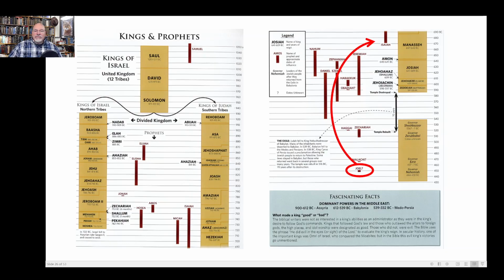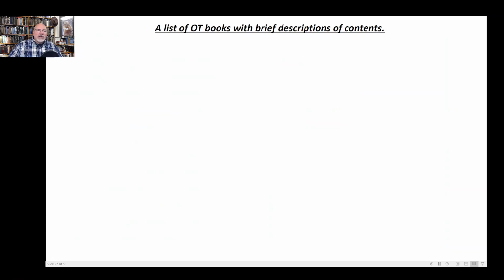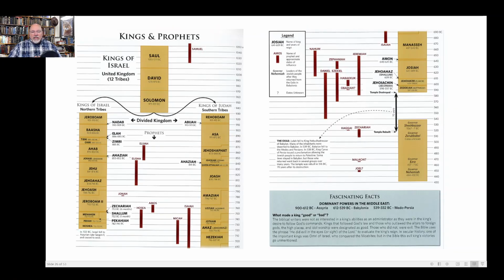Malachi is later. Haggai, Zechariah, Malachi, and then the three narratives are Ezra, Nehemiah, and Esther. That's after the captivity. So that should help. Anyways, hopefully that's instructive. It's kind of brought us through the Old Testament as a timeline.